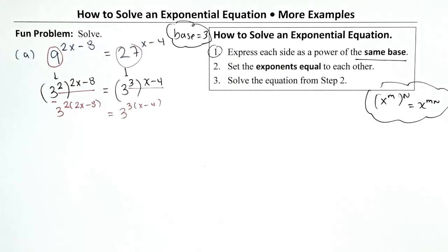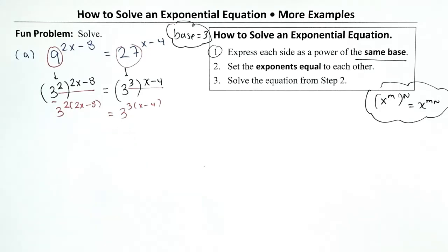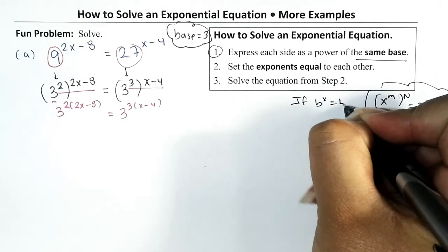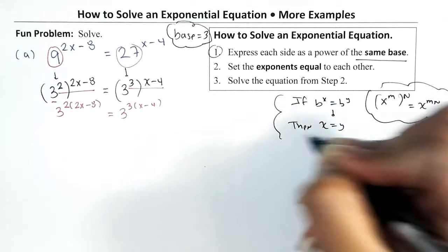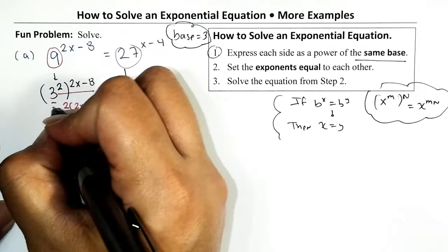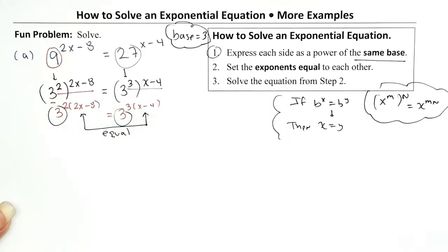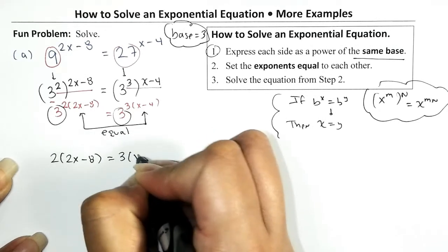So remember, our first goal is to fix it so both the base on the left and base on the right match. At this point, we're going to apply the property of exponential equation. So remember, the property of exponential equation says this: if the bases are equal, then there's no way around it. The powers have to be equal. So let's go ahead, set the left exponent equal to the right exponent. Left exponent equals right exponent.